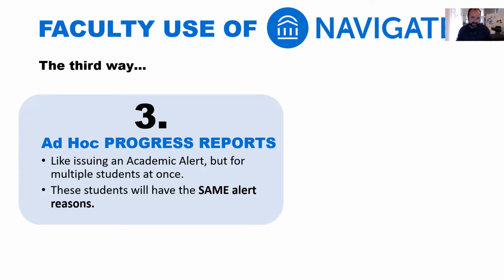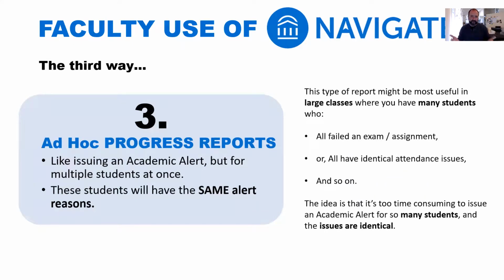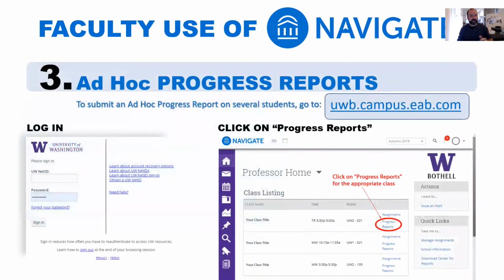exact same reasons, right? So let's say you have a large class, you're teaching an introductory biology class, and you've got 100 students, and you want to submit an alert that these dozen students all failed their first midterm, right? So you can issue that alert for all those students at once with the exact same low assessment academic alert, right? So I'm envisioning this being used for large classes, many students, identical issues, okay?